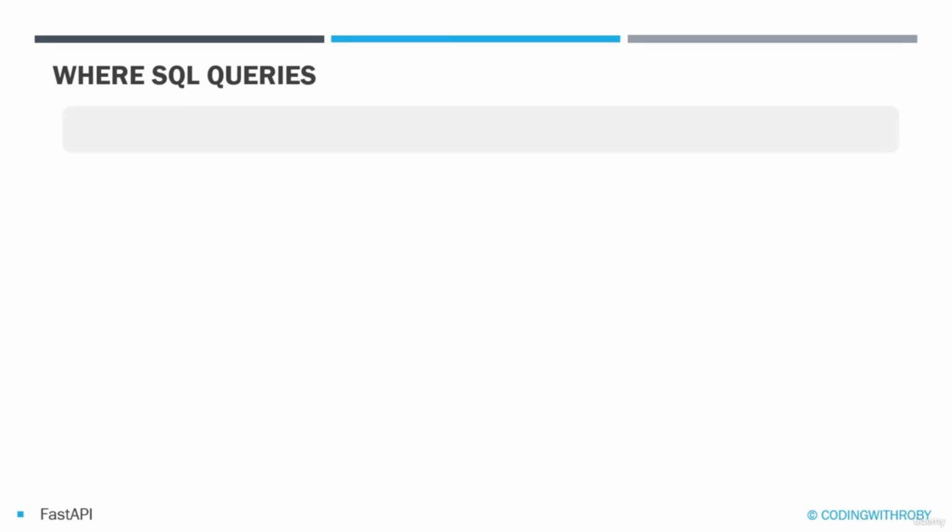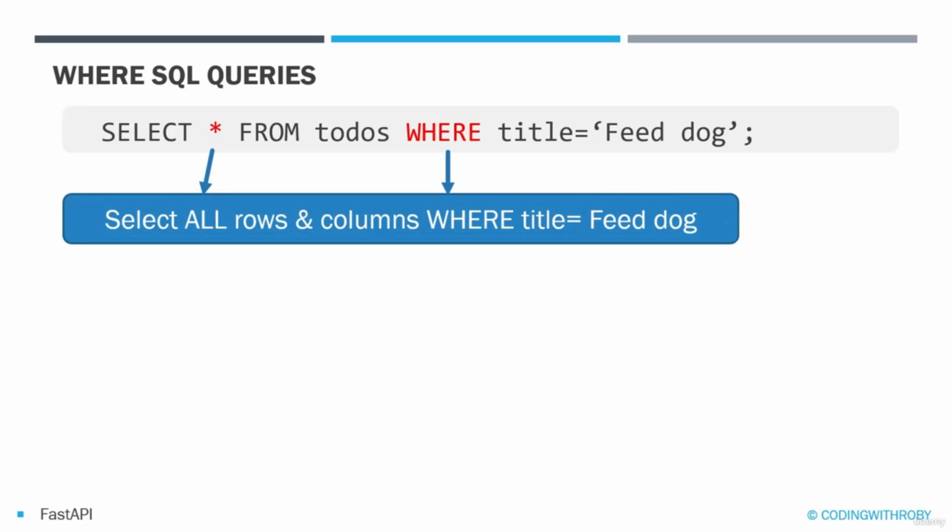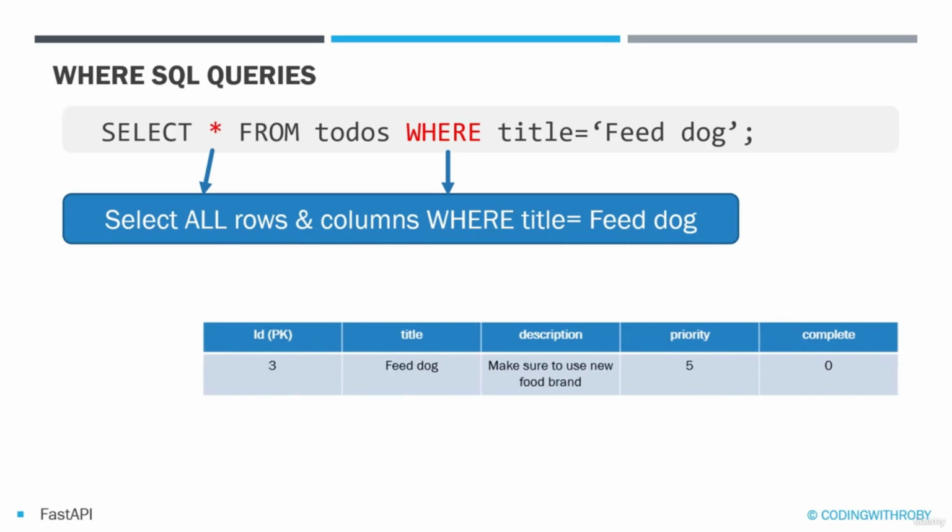Let's try another SQL statement with a where clause. This time, let's write select all from to-dos where title is equal to feed dog. So this means we are saying let's select all rows and columns where title is equal to feed dog. Well, based on our table, we only have one record where title is equal to feed dog. Therefore, if we run this execution, we will get only one record back, which is feed dog as the title.